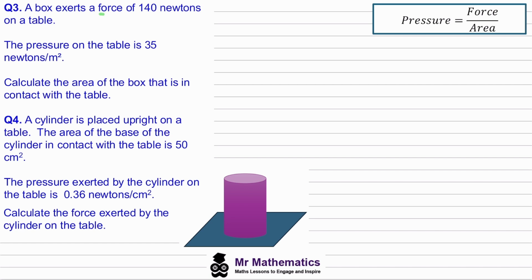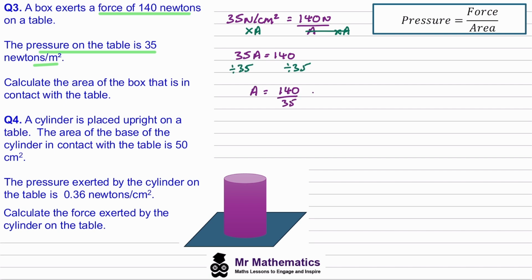Okay, so we've got a force of 140 newtons and a pressure of 35 newtons per meter squared. So we can substitute this into our equation. The pressure will equal the force, 140 newtons, divided by the area. So we need to make the area the subject of this equation. If we multiply both sides by the area, then these will cancel. So 35a will equal 140. We'll divide both sides by 35. And this will give us an area of 4 meters squared.